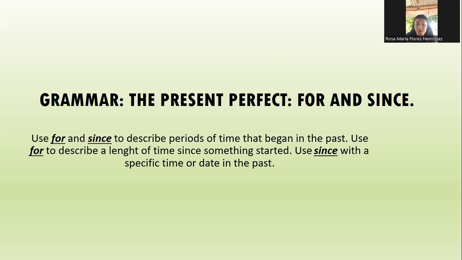We use for and since to describe periods of time that began in the past. We use the word for to describe a length of time. So, for example, for 10 minutes, for 5 years, or for a day. We use the word since with a specific time or day in the past. For example, since 2001, since last night, since winter, or since this morning.